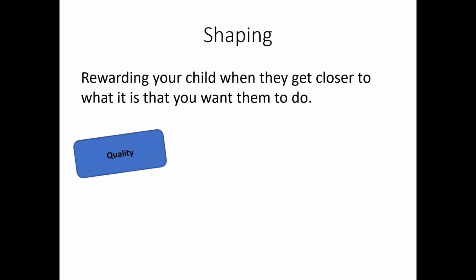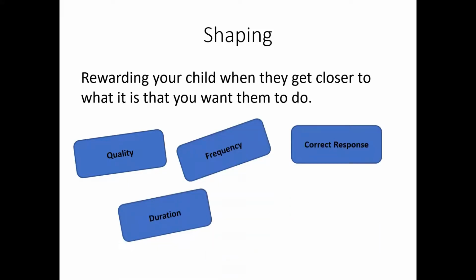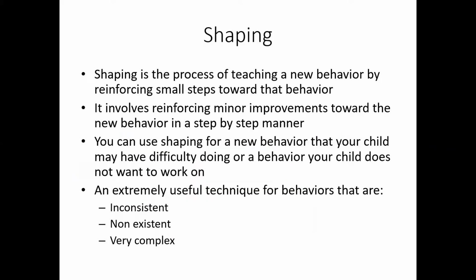So we can shape the quality of a behavior, the frequency, if they're making a correct response, the duration, and the intensity. Rewarding your child when they get closer to what it is that you want them to do is really important. Within the shaping strategy, we're also going to utilize positive reinforcement. We would reward and reinforce the behavior as the child gets closer and closer to that end goal. I will go through some examples shortly of what this looks like.